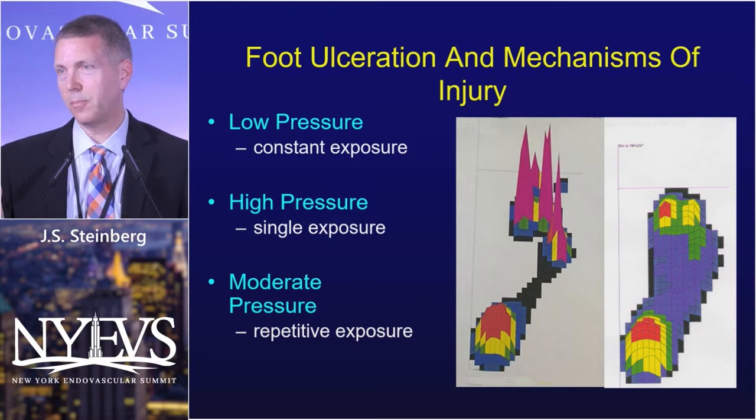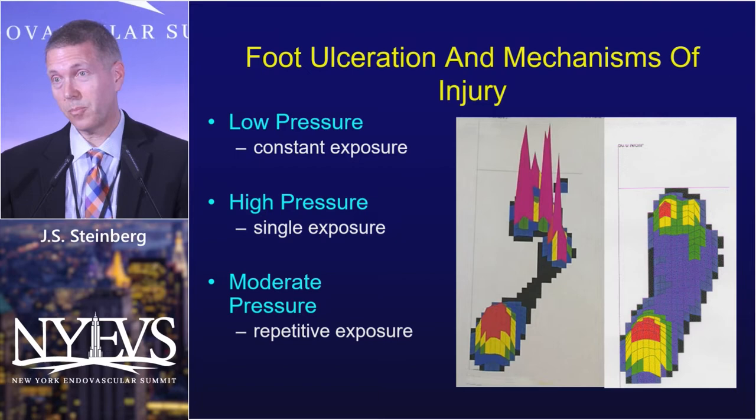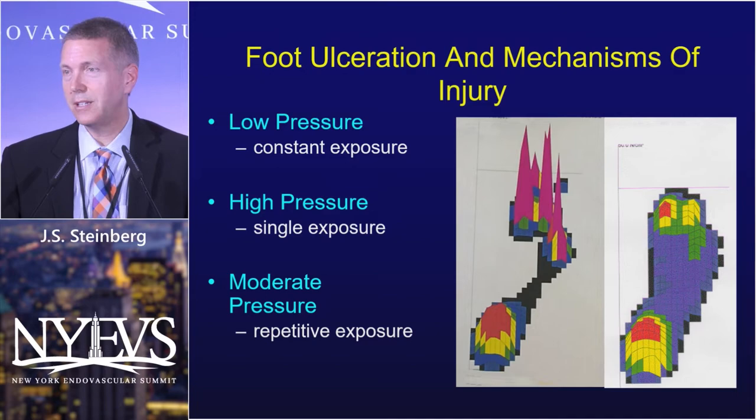And rather than being excited about them taking 10 or 12 or 20,000 steps a day and giving them cardiac rewards, we're worried that if they're taking 10 or 12 or 20,000 steps a day on a biomechanically compromised foot with neuropathy in bad shoes, we've got a problem. And that's where this moderate repetitive pressure comes in for ulceration. Probably 80, 90% of the ulcers I see and you see likely are from moderate repetitive pressure.